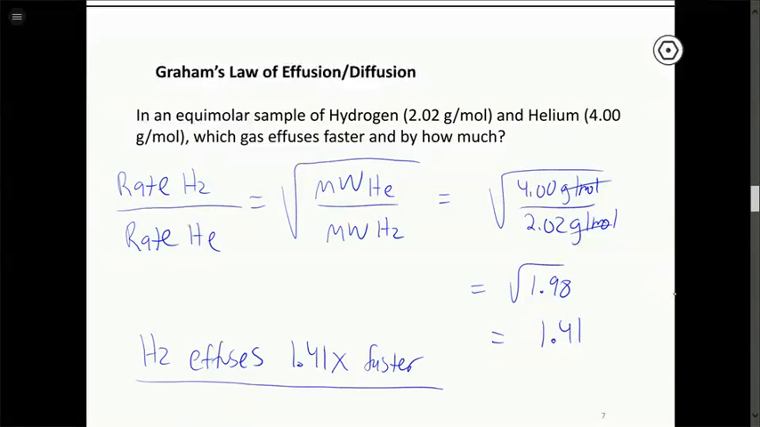All right, so that's sort of a simple, straightforward application. We don't know the individual rates of effusion for each one, but we know the relative rates from this equation are 1.41 for hydrogen versus helium. Okay? Questions? Yeah.